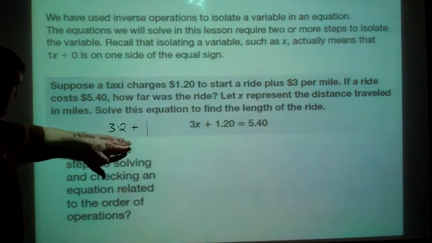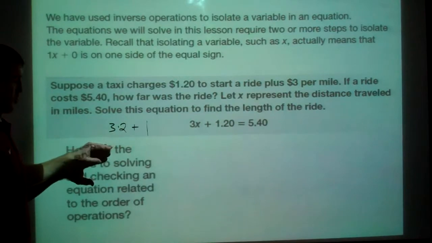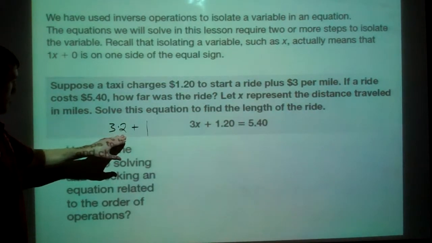Sorry. If we were just to solve this, it's equal to 7. Because normally we would do 3 times 2, we would get 6.